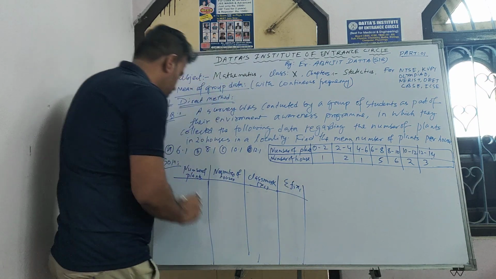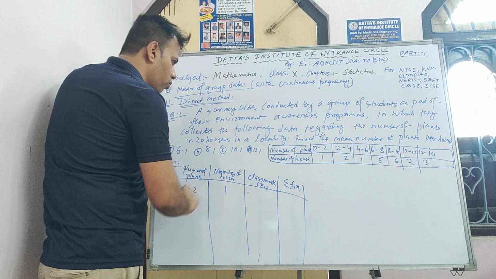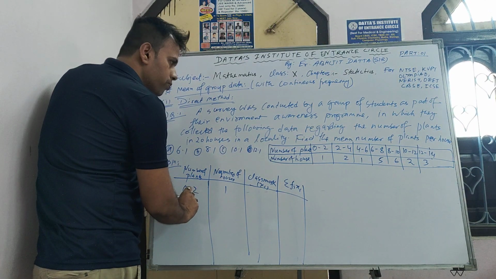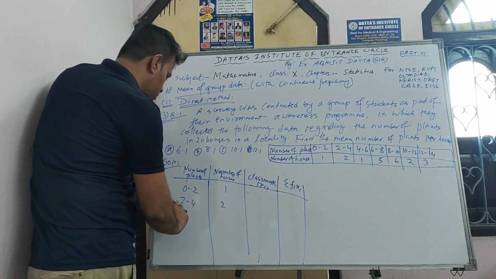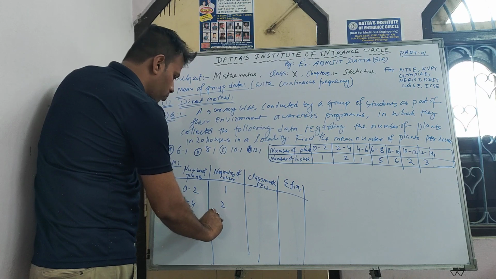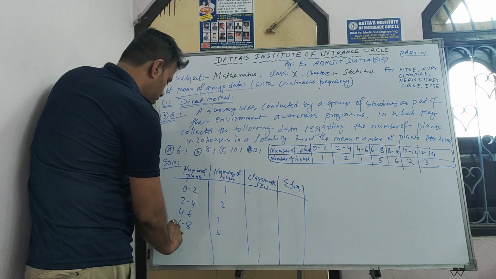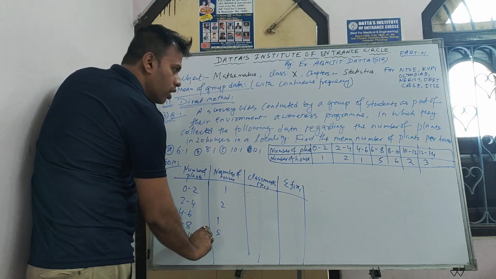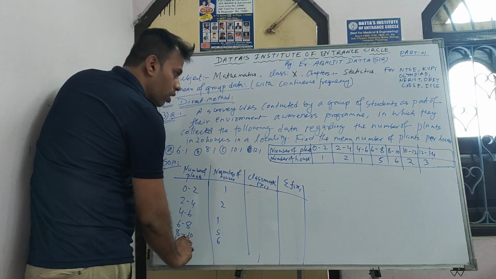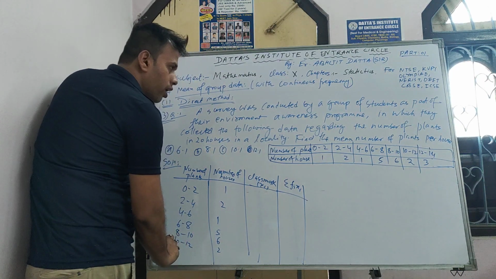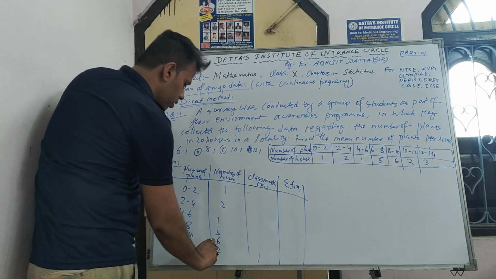So first is 0 to 2 plants, how many houses are there, 1 house. 2 to 4 plants, how many houses, 2 houses. 4 to 6, how many houses, 1 house. 6 to 8, how many houses, 5. And 8 to 10, how many houses, 6 houses. And 10 to 12, how many houses, 2 houses. And 12 to 14, how many houses, 3 houses.